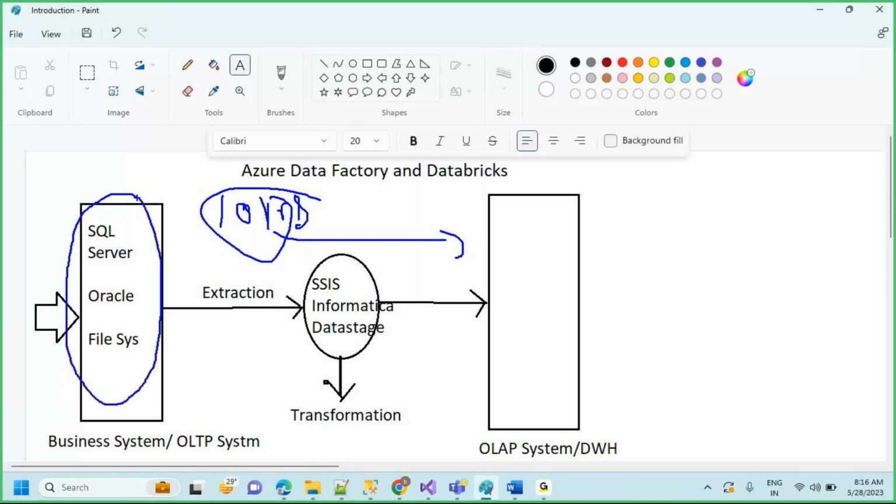The reason is, this system is designed for running the business. It is not designed for analysis. It is not designed for decision making. Only the OLAP system is designed to support decision making. We are going to take the decisions on top of this particular system. So we are going to have years of data in this particular place. This is how we used to do it previously.